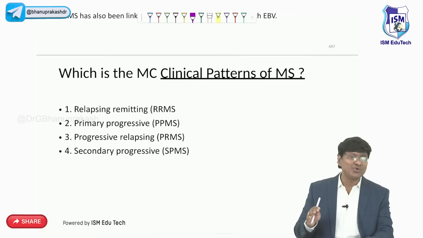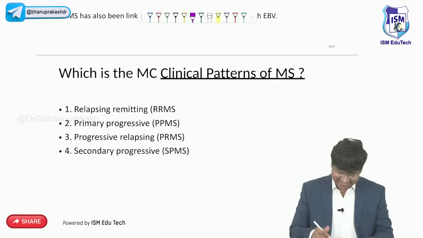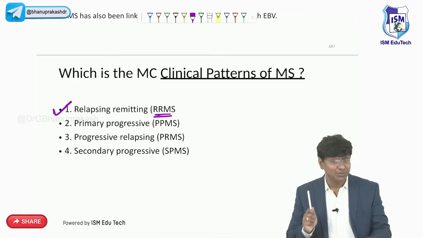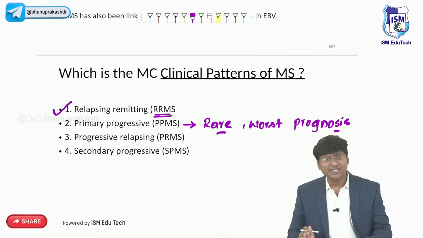So which is the most common type of multiple sclerosis? The most common type is RRMS, that is relapsing remitting multiple sclerosis. And you know which is the rare one? That is PPMS. Rare, and the one with the worst prognosis, that will be your PPMS.